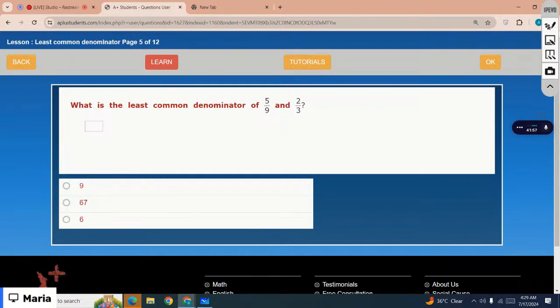What is the least common denominator of 5 by 9 and 2 by 3, which is the correct option? Yes, that is 9. The correct option is 9. Option number 1 is the correct option.